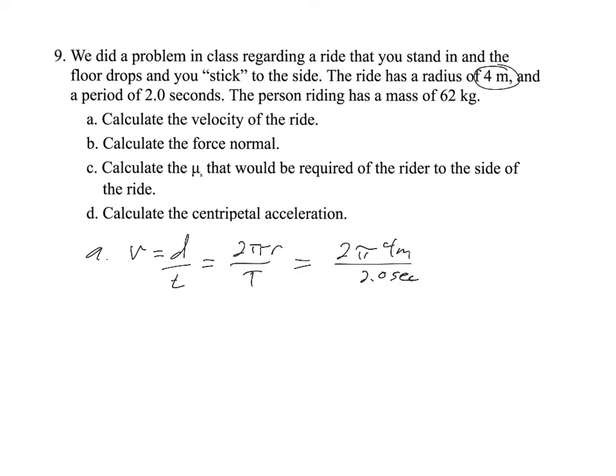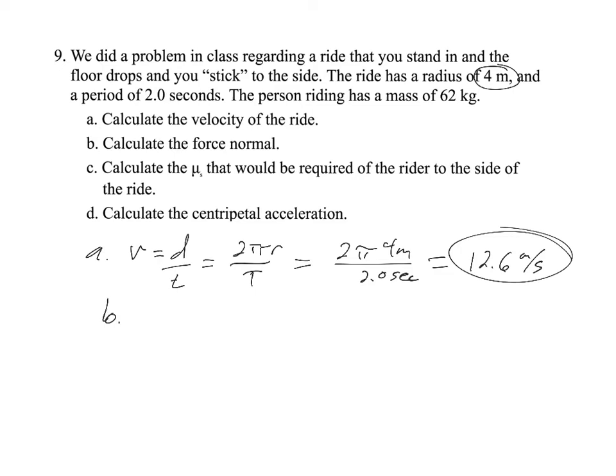2 multiplied by pi multiplied by 4 divided by 2 is, let's go 12.6 meters per second. Alright, that's A. Let's see if we can get B done.